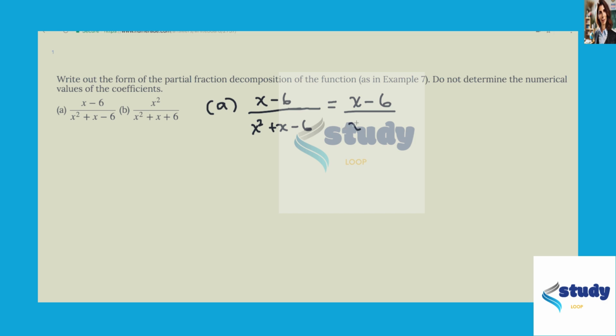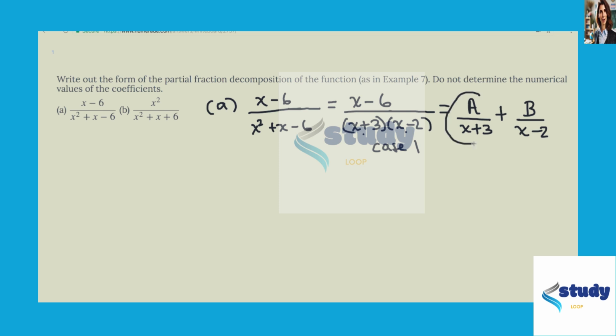So we have here x plus 3, x minus 2. And then this is what the book would call case 1. You have distinct linear factors in the denominator, and so the partial fraction will be of the form A over x plus 3 plus B over x minus 2. And we're asked to not determine the numerical values of the coefficients, so we can stop here. We don't need to say what A and B are equal to.